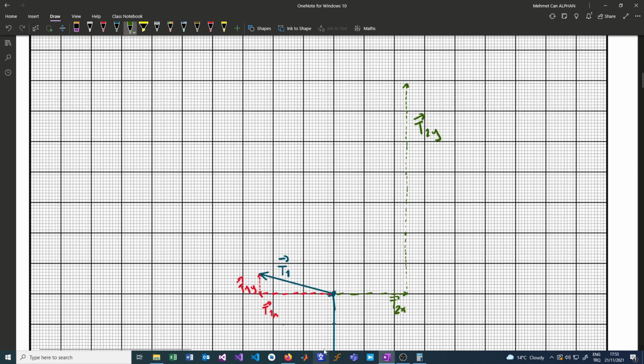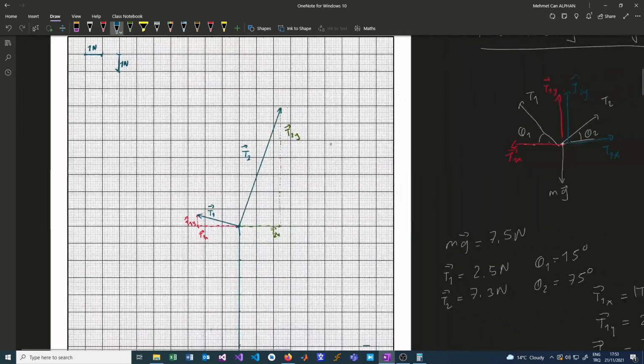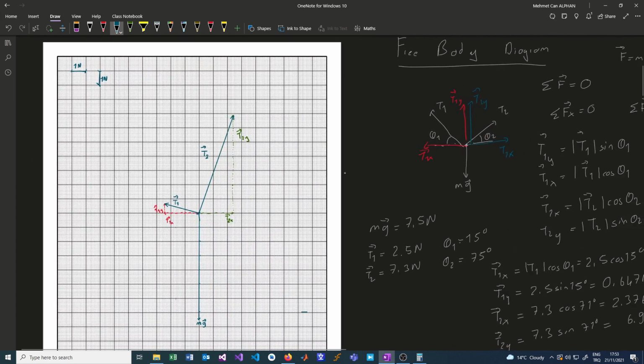Again, I'm gonna use the tip-to-tail method to draw it. So I'm grabbing my vector tool, adding tip to tail and moving the tail. You see, I draw the vector on a graph paper with scaling. This is the T2. So we get the free body. You see the difference? In the previous one the magnitude and angles were randomly shown, but here we made it much more professional.